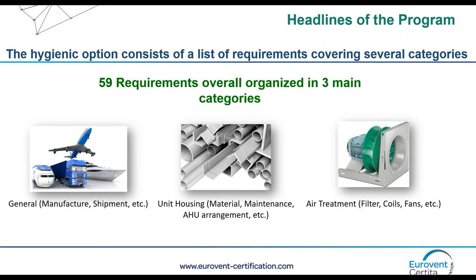Then I will provide you some information about the requirements covering this option. We can define three categories of requirements, and there are 59 of them in this reference document. So we have general requirements covering manufacturing, shipment, etc. We have requirements dedicated to the unit housing. We talk about materials, maintenance, AHU arrangement, and then requirements regarding the air treatment itself, more specifically requirements on the internal components of the AHU, filters, coils, fans, etc.